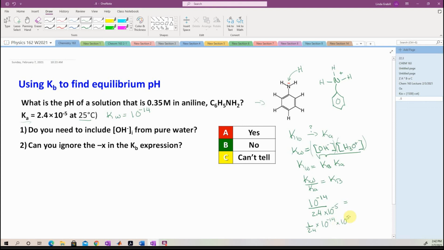So 14 minus 5 is 10 to the negative 9. Just a little less button pushing. 10 to the negative 9 divided by 2.4 gives me, let's see, 4.16. Yeah, 4.17 times 10 to the negative 10.